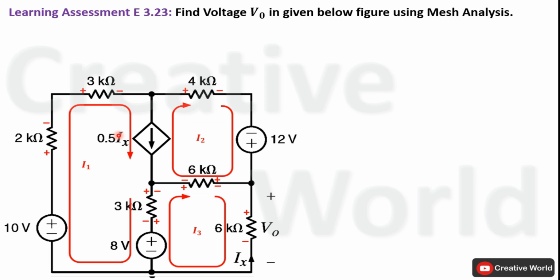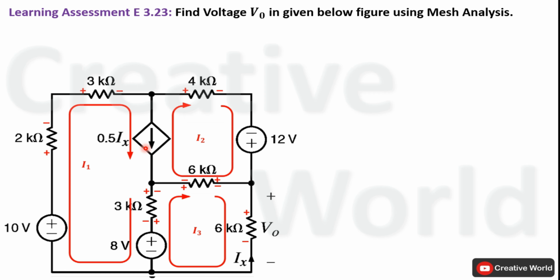Remember, in our previous videos, we discussed that if a current source exists between 2 meshes, we cannot solve that network using the simple mesh analysis technique. So in order to solve that network, we have to move to the super mesh analysis technique. In that technique, we open circuit that current source and apply mesh analysis on the rest of the circuit. So before that, we have to find the current equation of this dependent current source.